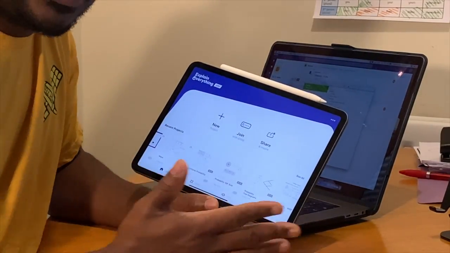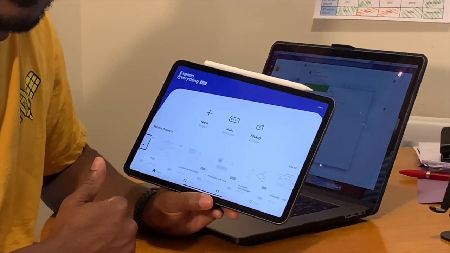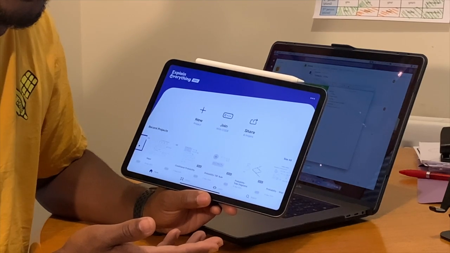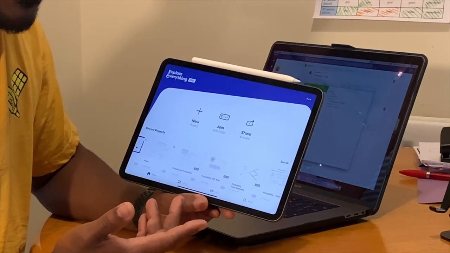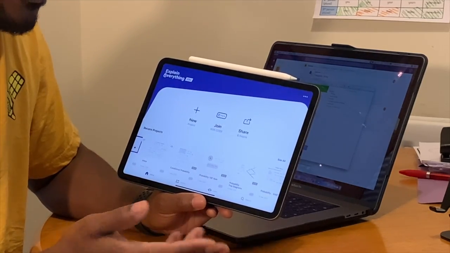Now, this is by no means an exact science. I don't have all the tech like some other people on YouTube. If you're watching this video, then you must be really interested in what I do with my iPad, because there are people out there with much better equipment making much better videos than my rubbish video in my kitchen.